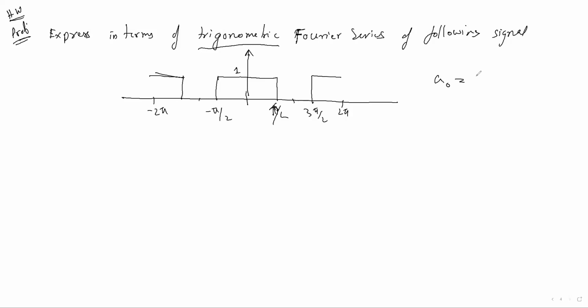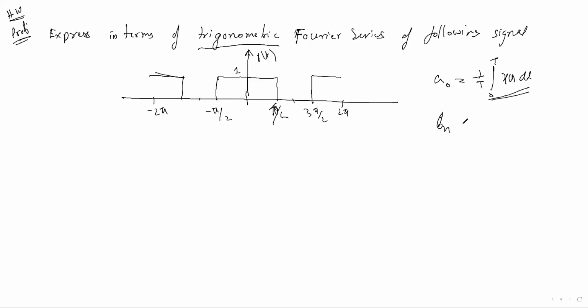Understand what I am saying? 1 by T, 0 to T, xt dt. If it is xt dt, this is nothing but area. You find the area and divide by the T value, the time value. Time is how much here? You'll find it as 2 pi. So easily you can find this A naught.